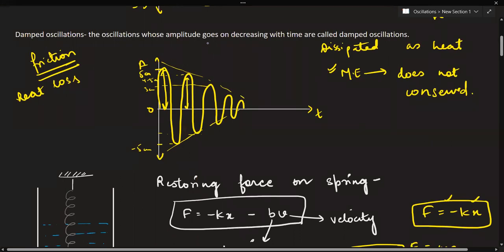So see, because there is dissipation of heat, if I say initially the energy was 5 joules and 2 joules of energy has been dissipated because of, let's say, friction, then how much energy will be left now?